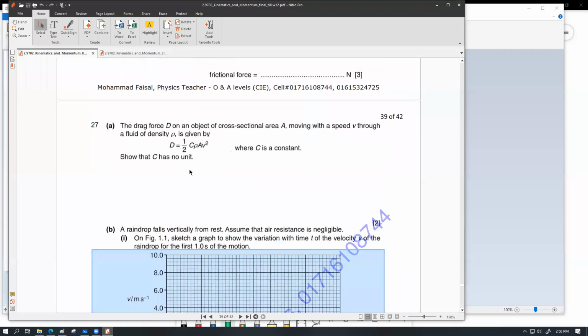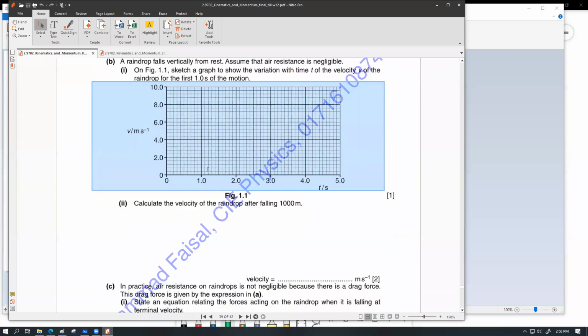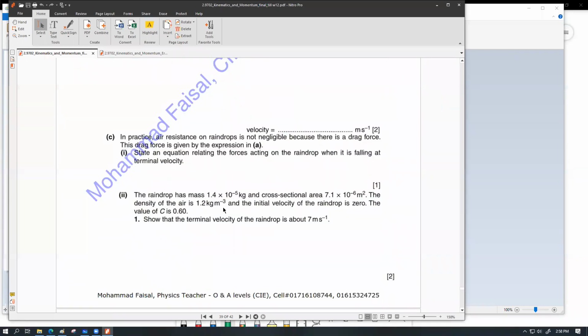So we're gonna place everything over here. Only in the place of drag force D, you're gonna place the weight of the raindrop. How are we gonna find the weight of the raindrop? The question already gives us the density. This is the cross-sectional area. From the cross-sectional area, you can calculate the radius of the raindrop. Can you not?